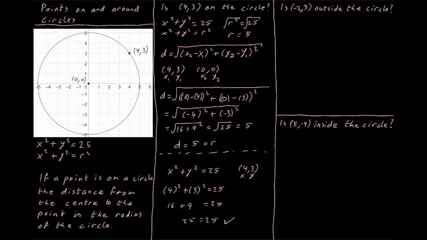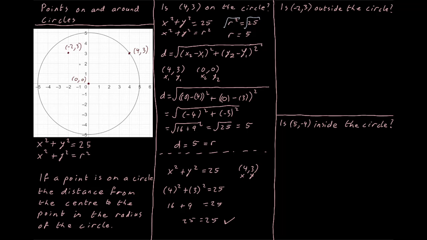Now, is the point minus 2, 3 outside the circle? So we go to our point minus 2, 3, in the door minus 2, up the stairs 3. So that's that point there. And we can see that that point is not outside the circle. It's in fact inside the circle. So when we get the distance between the origin and our point, minus 2, 3, we should find that this distance is smaller than the radius. But let's check it algebraically.